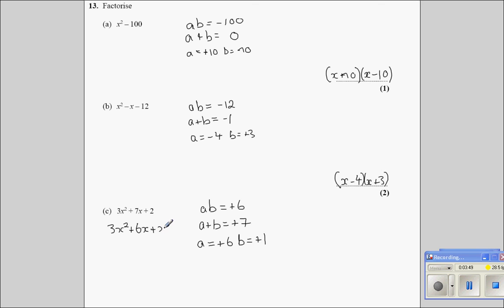Then I factorize the two pairs of terms. Here's one, and here's the other one. The first one, common factor of 3x. The second pair of terms, there's no common factor, so I'll put 1.